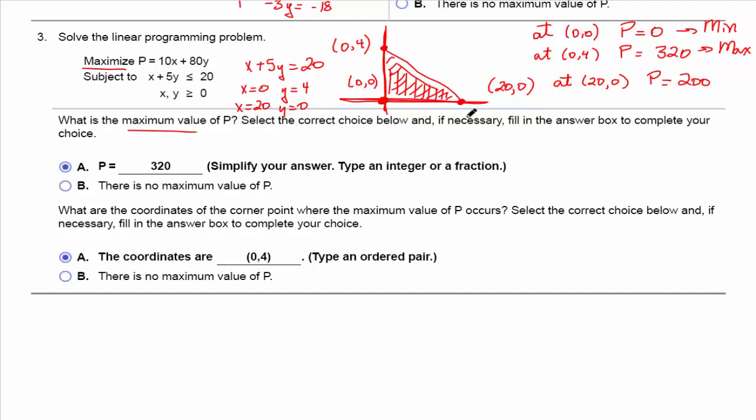Since we don't have two lines, the corner points are easy. They're the x and y intercepts and the origin. So plug them in, and at 0, 0, I get 0. At 0, 4, I get 320. And at 20, 0, I get 200. So the maximum value is 320, and it's occurring at the point 0, 4.